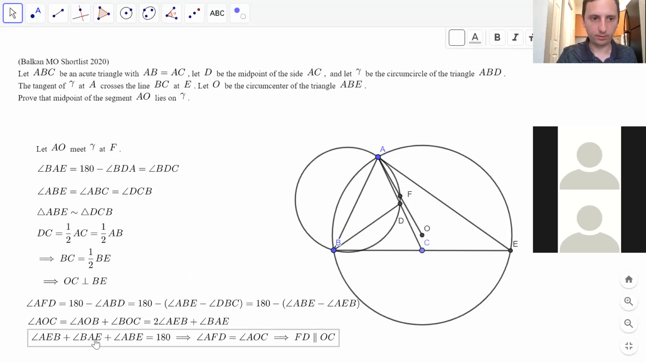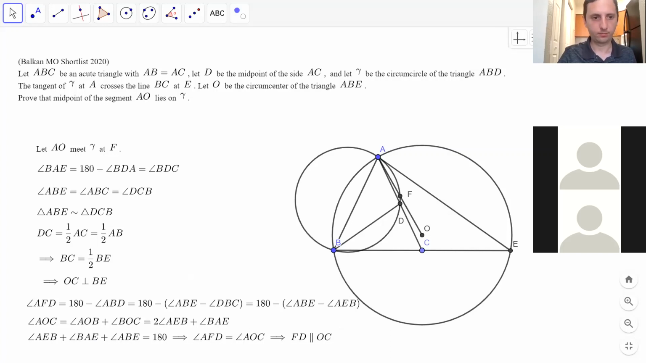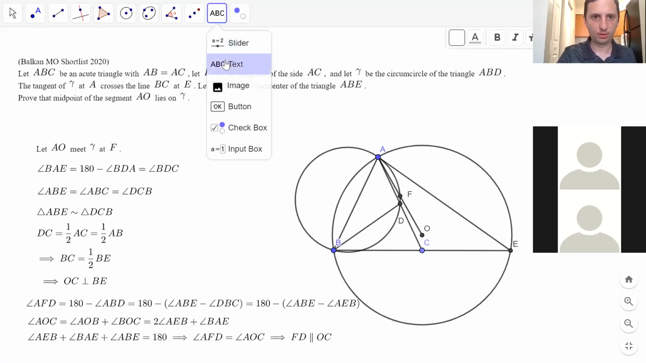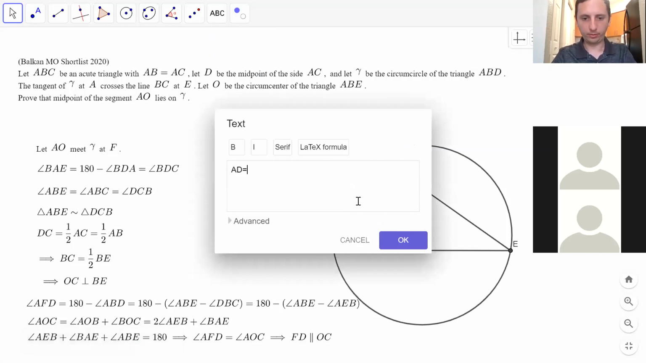So since AD equals DC, AD equals DC implies AF equals FO, which implies the midpoint of AO lies on gamma. All right, so that is the first one.